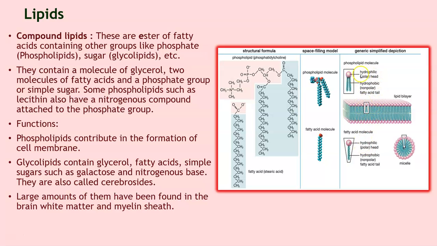It has its hydrophobic tail and hydrophilic head. Glycolipids contain glycerol, fatty acids, simple sugars such as galactose, and nitrogenous bases. They are also called cerebrosides. Large amounts of them have been found in the brain, white matter, and the myelin sheath.